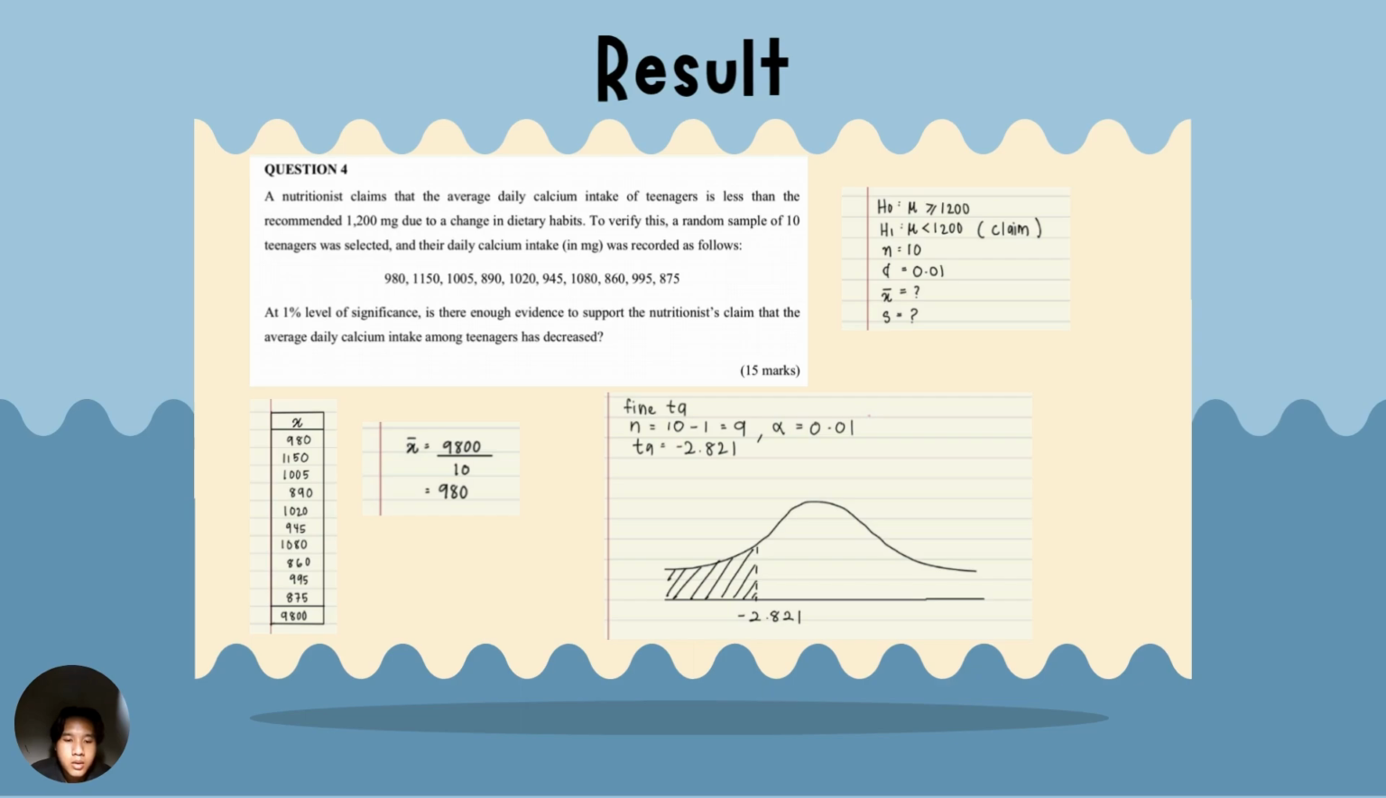Then we find the t critical value. n is equal to 10, we minus 1, we got 9, and the alpha is 0.01. We look at the table. For 9 and 0.01, we got 2.821. We look from outside to inside the table. Then, because the H1 is mu less than 1,200, we take the negative. Then we plot the graph like this.